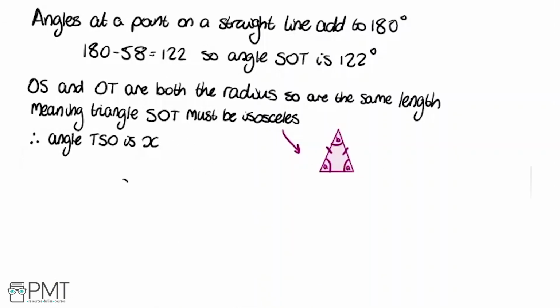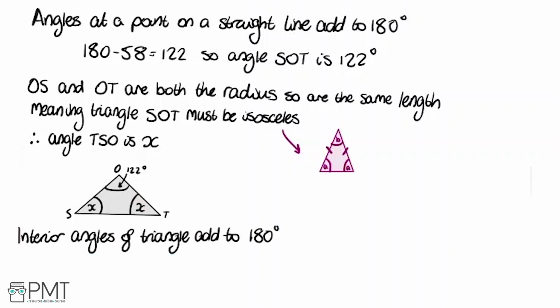So essentially this is what we've got now. I'm going to draw it out. So we've got this angle being X, this angle being X, and this angle we know is 122 degrees because we worked that out in our previous step. Now this is great, we've got all the information we need to work out what X is, because interior angles of a triangle add to 180 degrees. So we know that X plus X plus 122, which we got in this case here, is 180 degrees. Now we've got an equation we can solve.